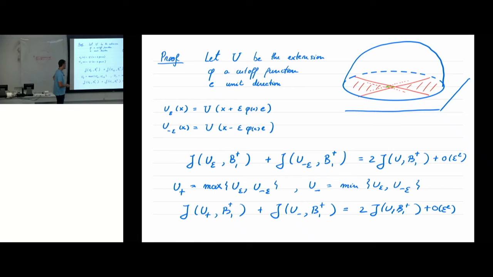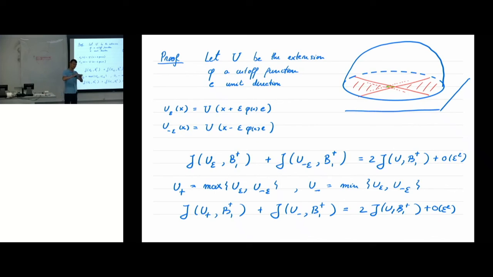But now what I want to do is take the maximum of U epsilon and U minus epsilon, and the minimum. So I want to rearrange this sum, where I replace U epsilon by the maximum between this and U minus epsilon by the minimum between them. I don't change the energy. The energy of the bottom is the same as the energy of the top, right?